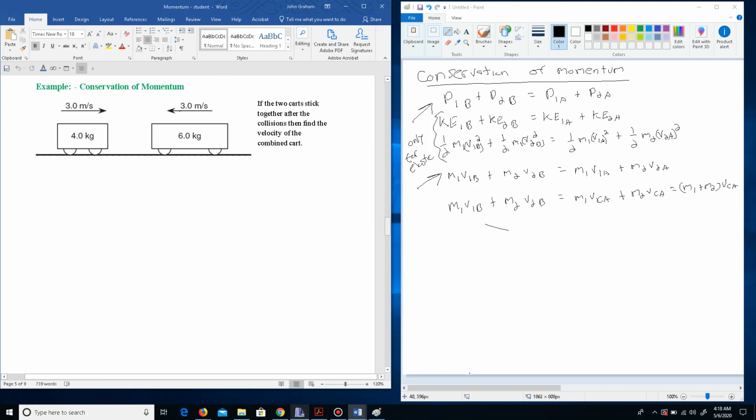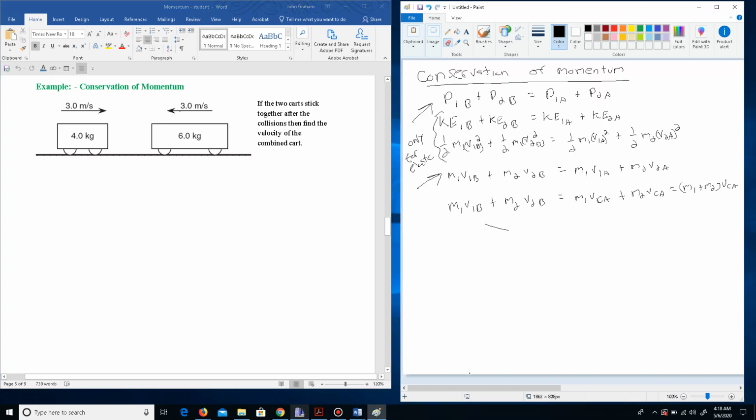You have two carts. First cart is at 4 kilograms and 3 meters per second. The next cart's at 6 kilograms and 3 meters per second. Now notice one cart's going one way, one cart's going to the right, one cart's going to the left. It says that they stick together afterwards.